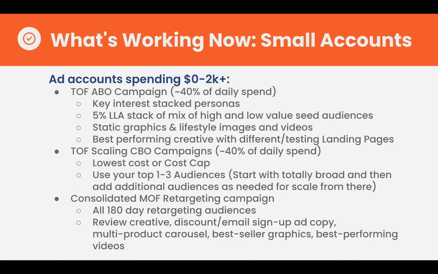Alrighty, we're going to go into small accounts, ad accounts spending less than 2K a month. So again, super, super consolidated. We're going to have only 3 campaigns. You could even scale this down to 2 if you wanted to. A lot of times what I'll do is mark out this scaling CBO in the small accounts. If I don't have room to scale, if it's a set budget no matter what the performance is, then I'll cut out that scaling campaign and just do a top of funnel ABO campaign.